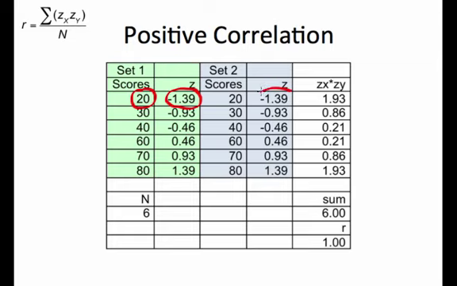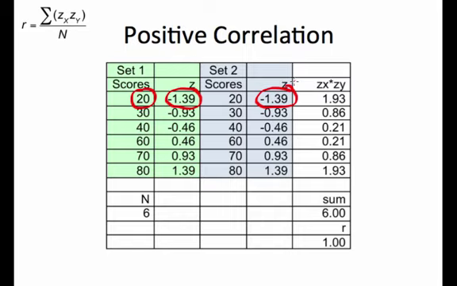And so we have two z-scores of negative 1.39. That makes sense. The mean of the data sets are both 50, so a 20 is well below that, so it's a negative number, and we can see it's negative 1.39 standard deviations below the mean.